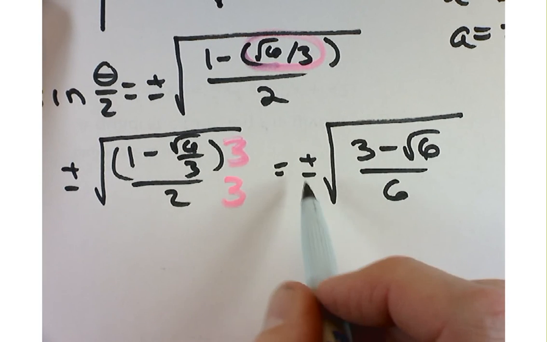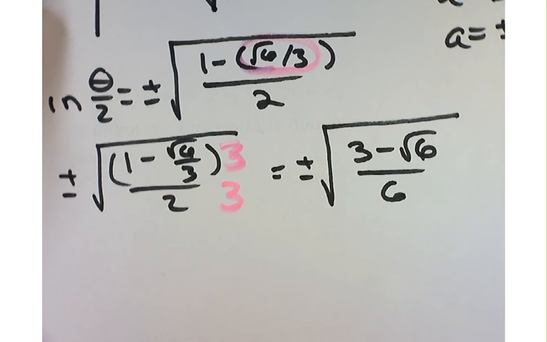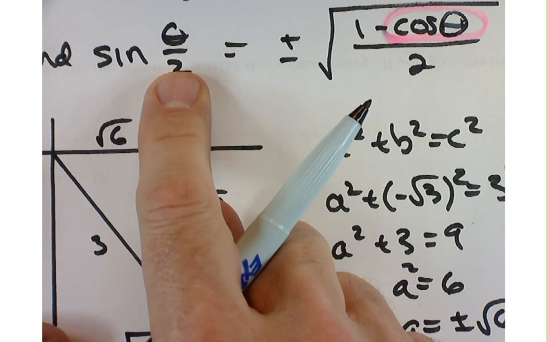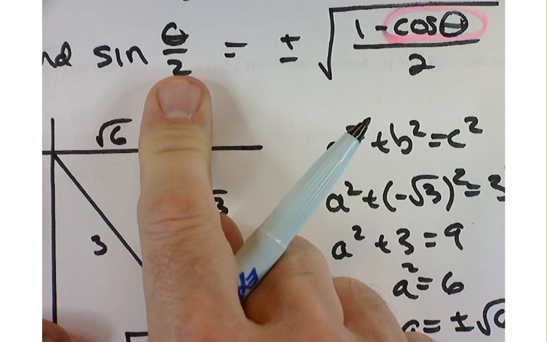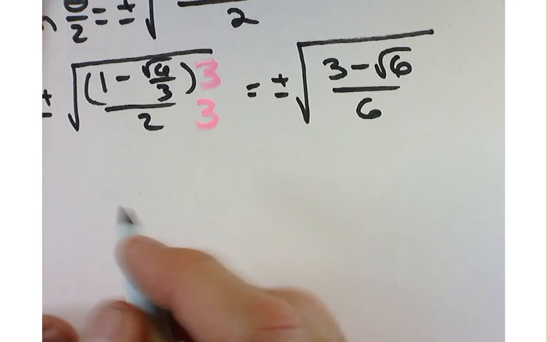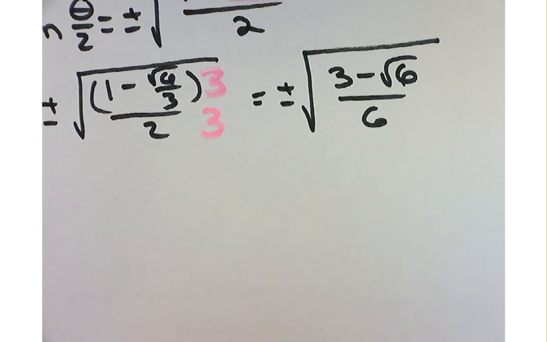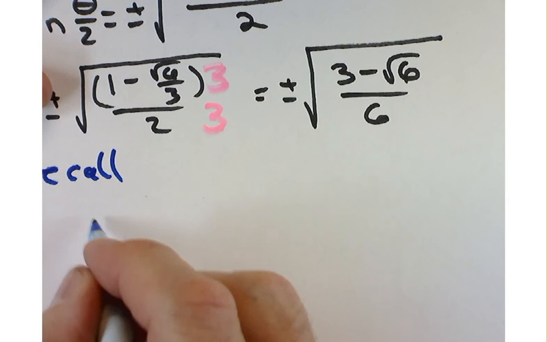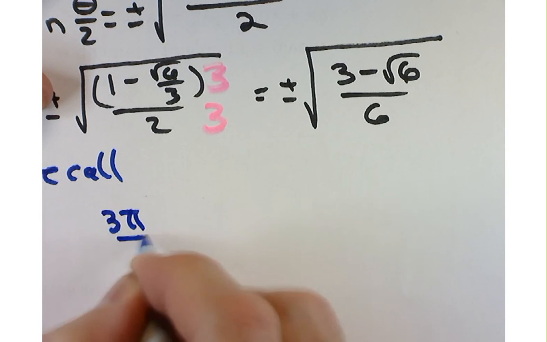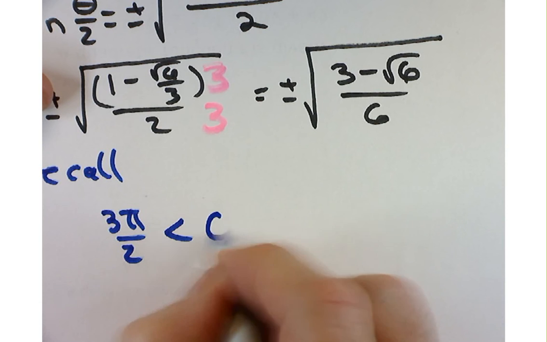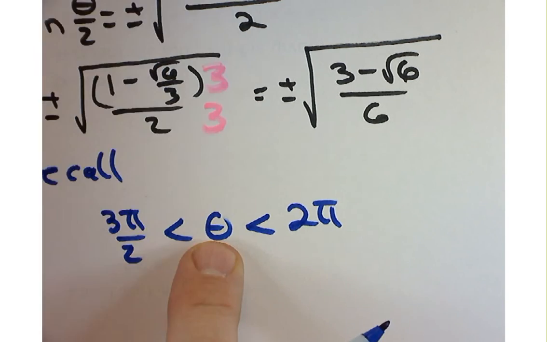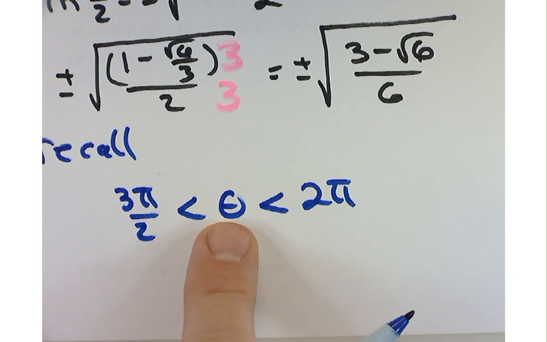Now the question is plus or minus. Well, to determine plus or minus, you need to know what quadrant this angle is in, right? Where is theta over 2? So let's take a look back at what they gave us at the very beginning. So recall that 3 pi over 2 was less than theta, was less than 2 pi. I want this to be theta over 2.